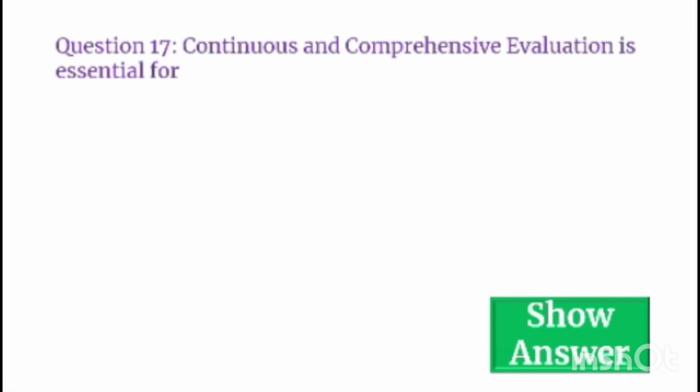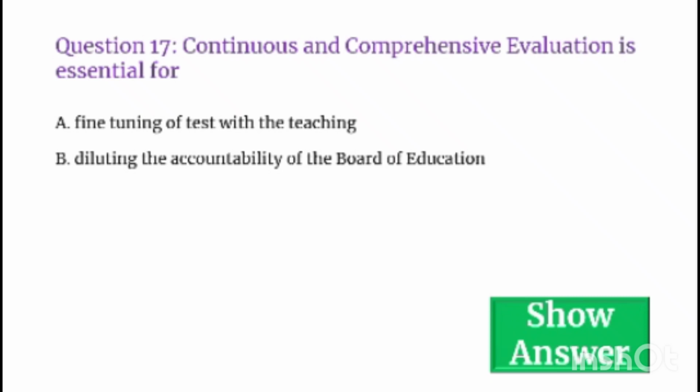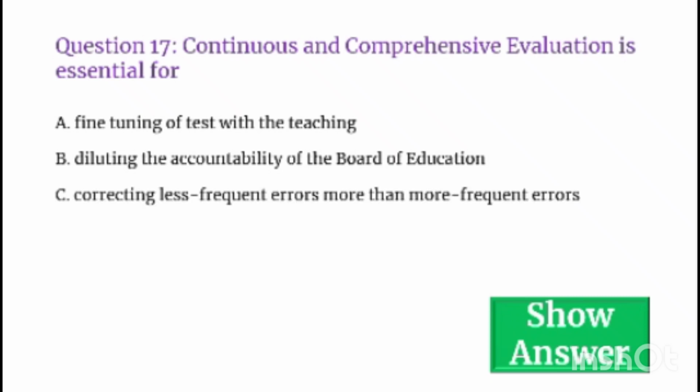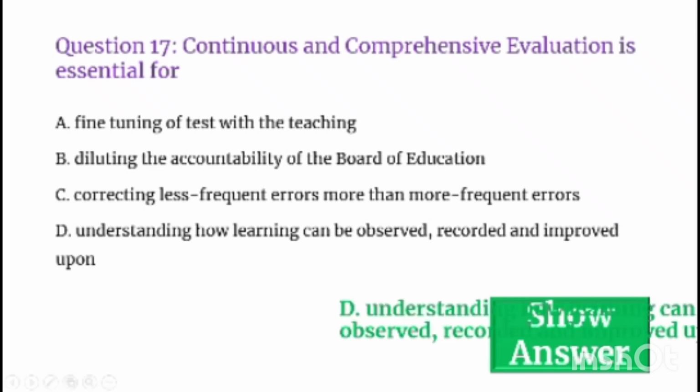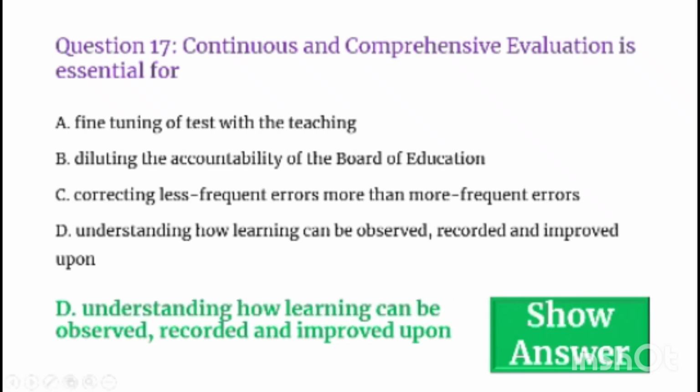Next question on your screen. Question number 70. Continuous and comprehensive evaluation is essential for what? A, fine tuning of test with the teaching. B, diluting the accountability of the Board of Education. C, correcting less frequent errors more than more frequent errors. D, understanding how learning can be observed, recorded, and improved upon. So, let's see the answer. D, understanding how learning can be observed, recorded, and improved upon.